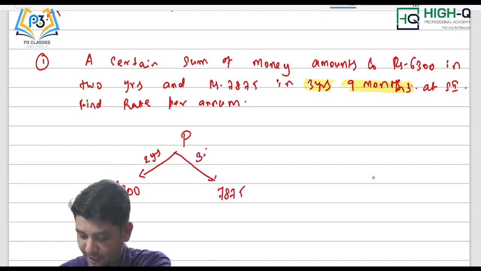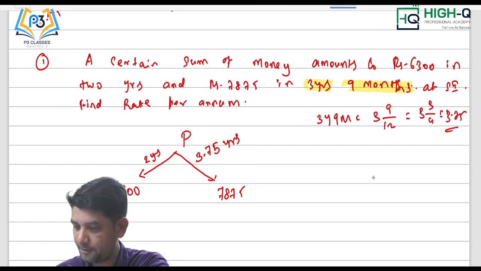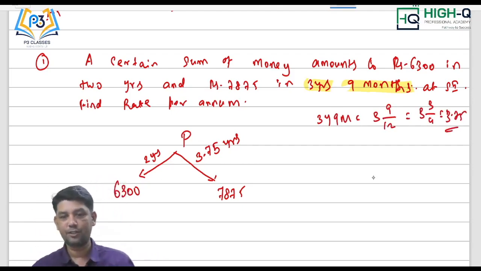Can I say 3 years, 9 months as 3.75 years? See, 3 years, 9 months. What is it? 3, 9 by 12, 3 and 3 by 4. Is it not 3.75, my dear? Is it not 3.75? Say yes or no. Of course, you are aware about it.